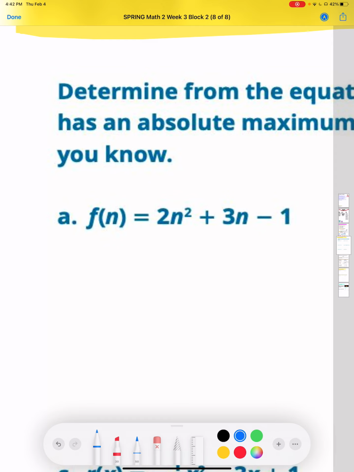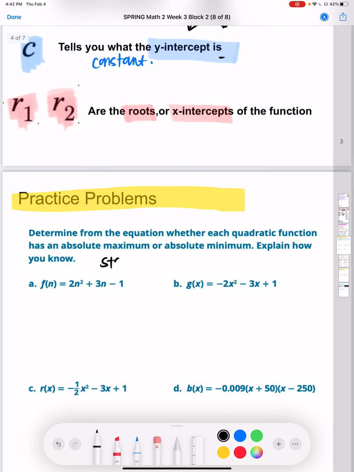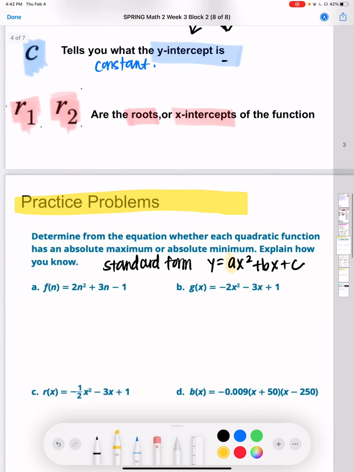By looking at this, I could tell my equation is in standard form, so let me write that up here for now. So standard form is y equals ax squared plus bx plus c. When we're doing these types of problems where we have to determine whether we have a maximum or minimum, you want to look at that a value, because remember from the previous slide, we talked about how a tells us what the concavity is of the graph, so we know what way it's facing.